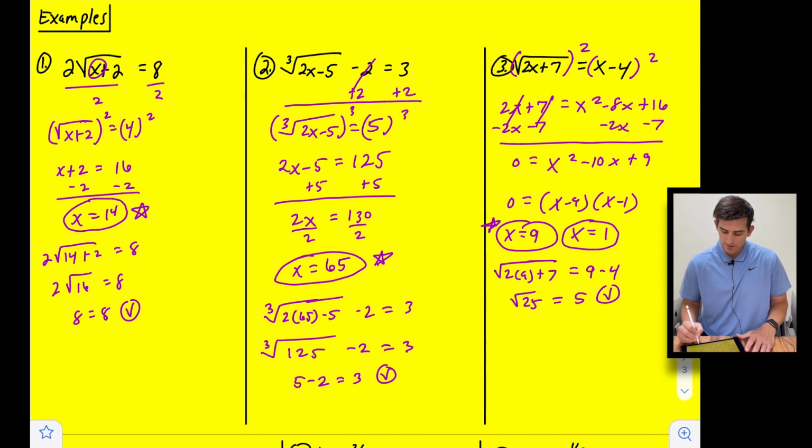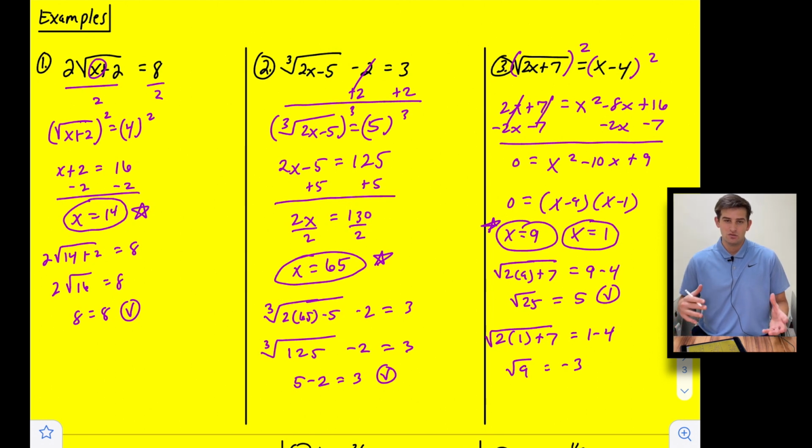Now let's check 1. So now we're going to do 2 times 1 plus 7, square root of that, equals 1 minus 4. So 2 times 1 would be 2, 2 plus 7 would be 9, square root of 9 equals negative 3.